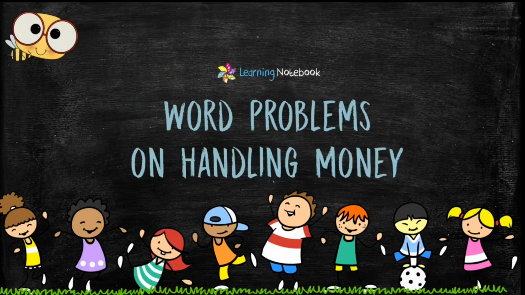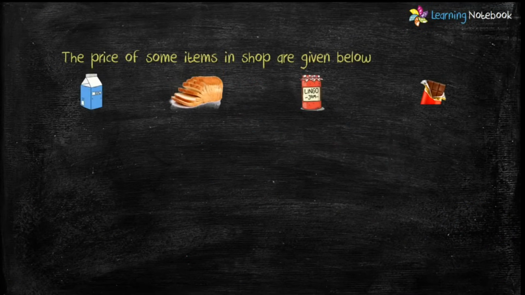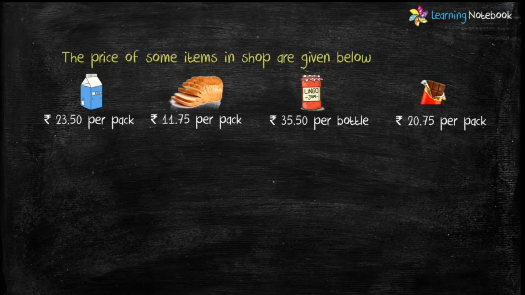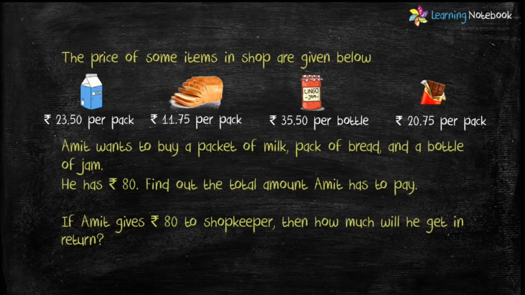Now let's do some word problems on money. The price of some items in shop are given below. Amit wants to buy a packet of milk, a pack of bread and a bottle of jam. He has rupees 80. Find out the total amount Amit has to pay. If Amit gives rupees 80 to shopkeeper, then how much will he get in return?